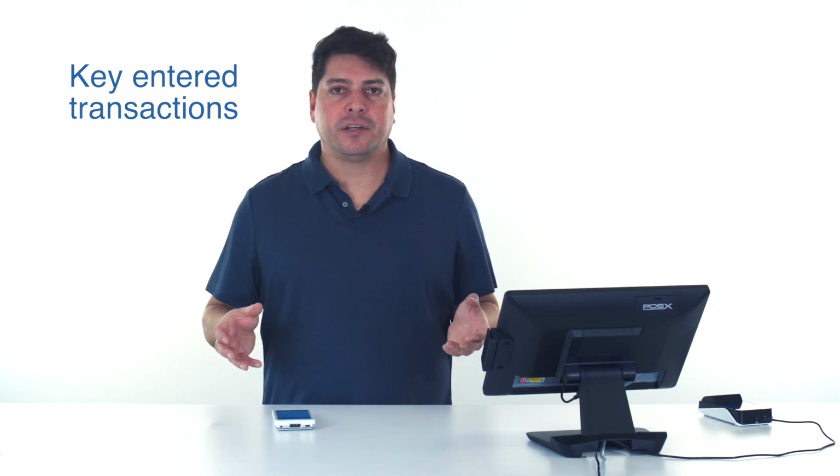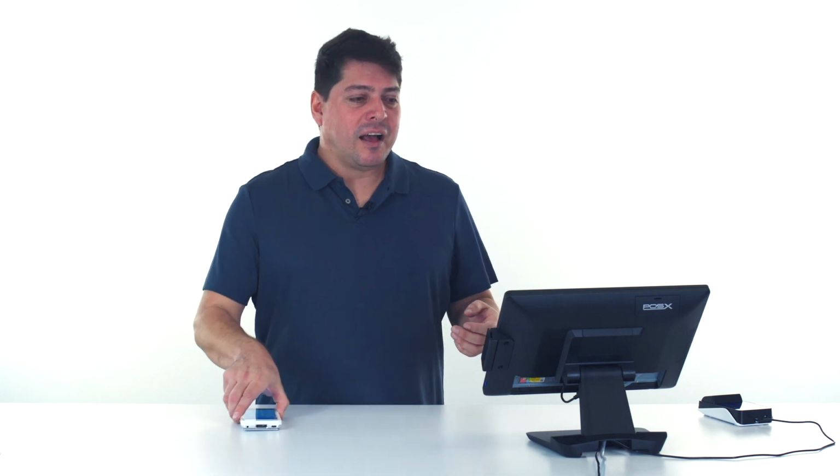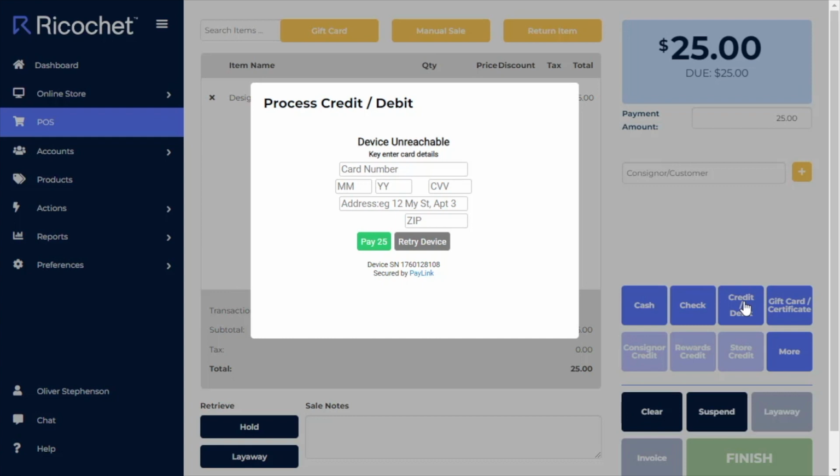When attempting a payment in Ricochet point of sale, and your device has not established an internet connection, or you're having problems with your payment device, like it's just not powering on for some reason, first, check to make sure you can get it turned on. However, Ricochet point of sale and PayLink are built so that when you press the payment tender button and the device is not available, you will get a modal pop-up for key entry.